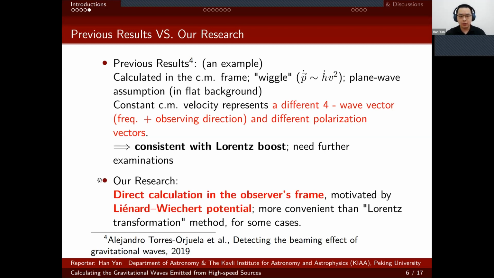As a comparison, our new result tries to directly calculate the GW tensor in the observer's frame, and this idea is highly motivated by the inertial potential in electrodynamics. As we know, there are also two methods to calculate the electromagnetic field for a source with high speed, and this is an analog of it. And as we will discuss, our formula, although consistent with the Lorentz transformation numerically, may have several advantages for certain cases.